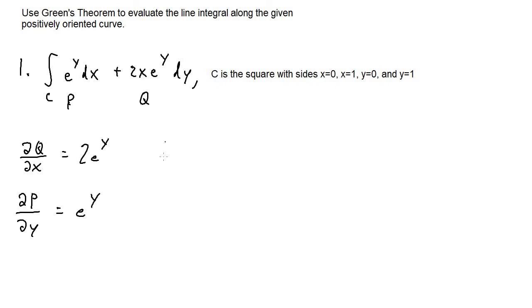And so rewriting the double integral, we get the double integral of 2 times e to the y minus e to the y. So 2 e to the y minus e to the y is just 1 e to the y. So we have the double integral of just e to the y. So now let's go ahead and find the bounds of integration.